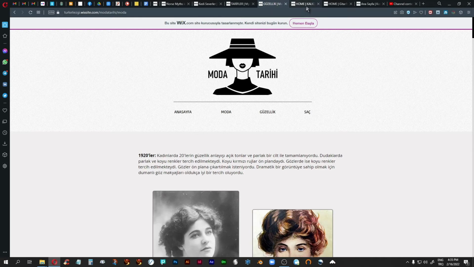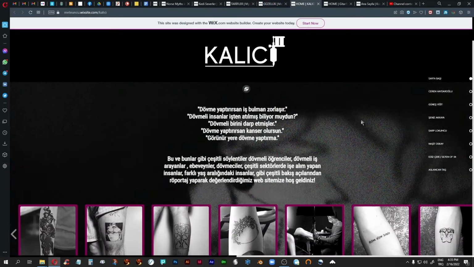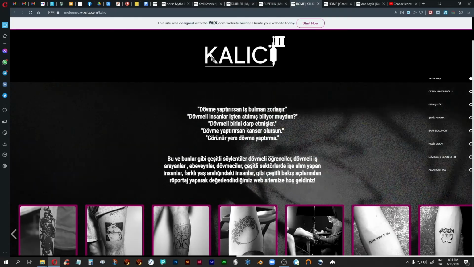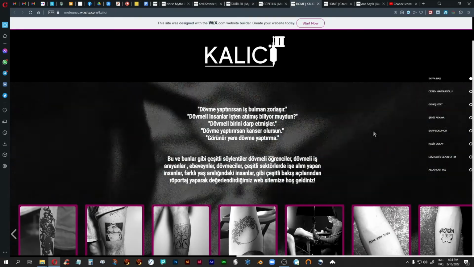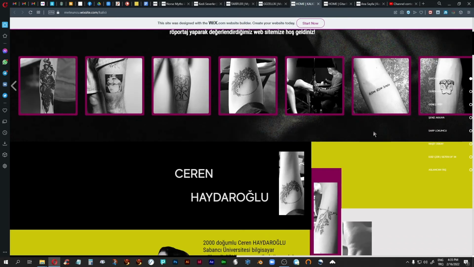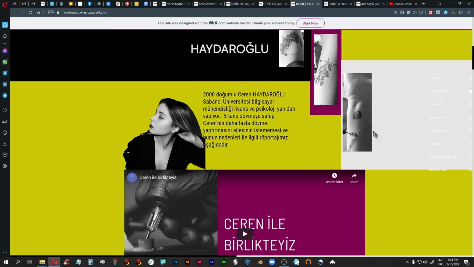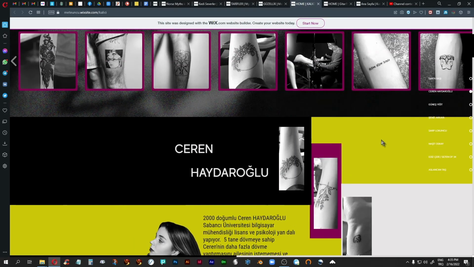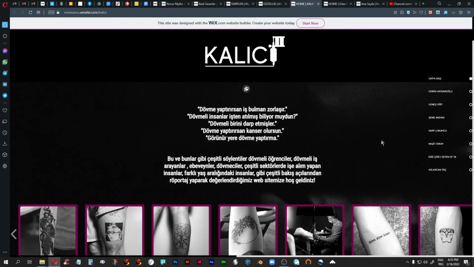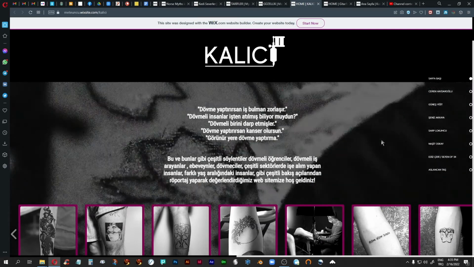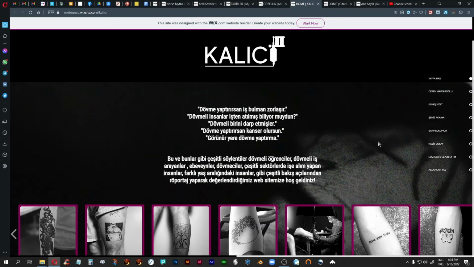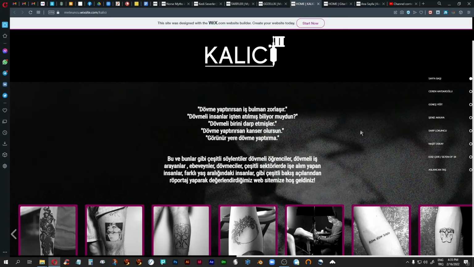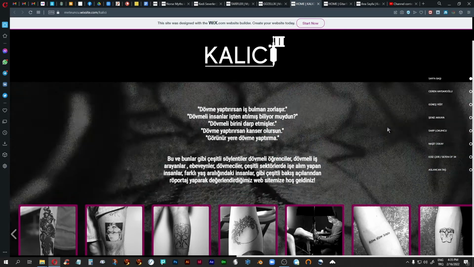So the next one is actually a site called Kalıcı, which means permanent, and it's about tattooing. And it's about how when you enter professional life, you may end up getting into trouble because of the tattoos that you got when you were a student or when you were younger. So this was done by Tolga last year.